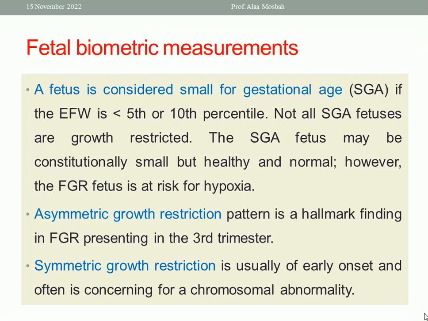Okay, two patterns are related to growth restriction, the asymmetric and the symmetric growth restriction. The asymmetric growth restriction pattern is a hallmark finding in fetal growth restriction, usually presenting in the third trimester. Symmetric growth restriction is usually of early onset and often is concerning for chromosomal abnormalities. Okay?